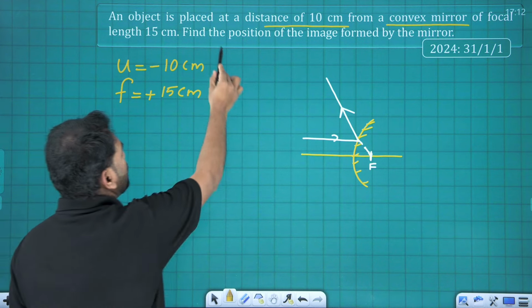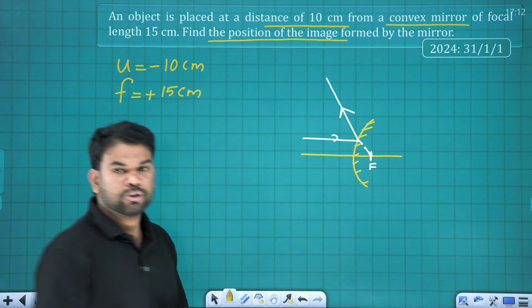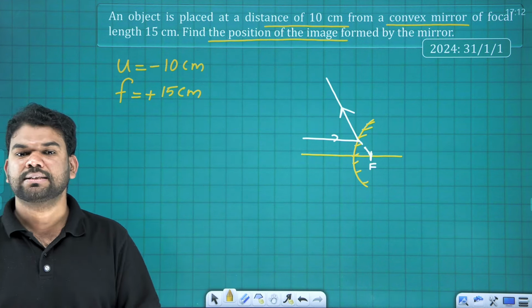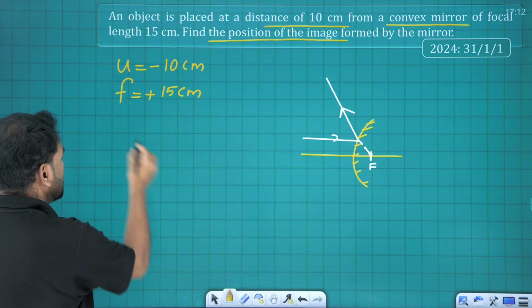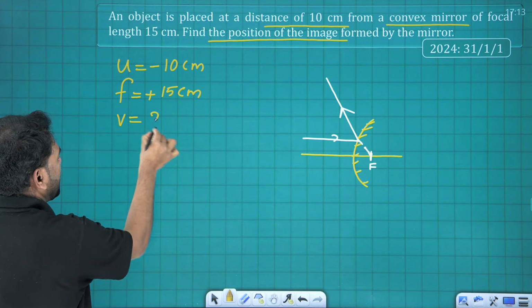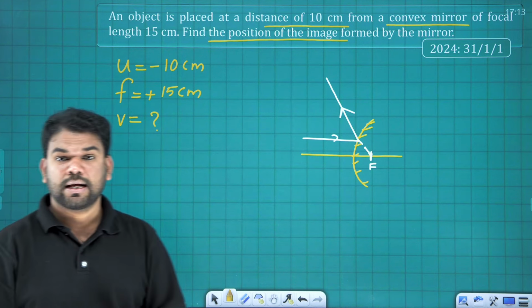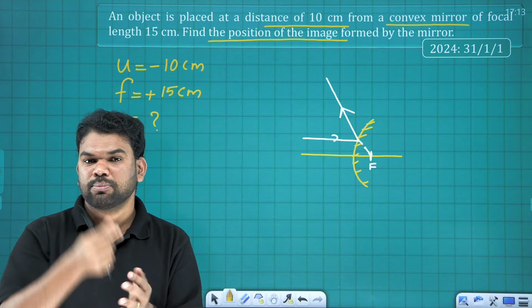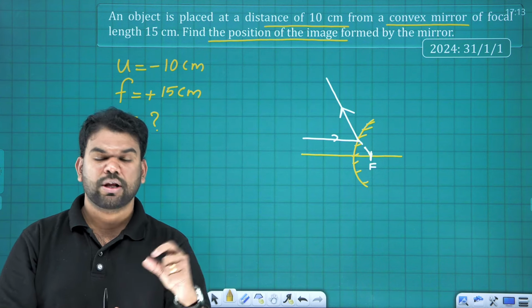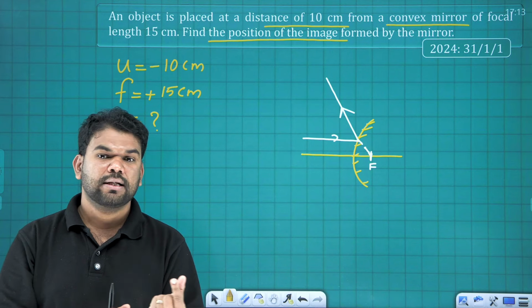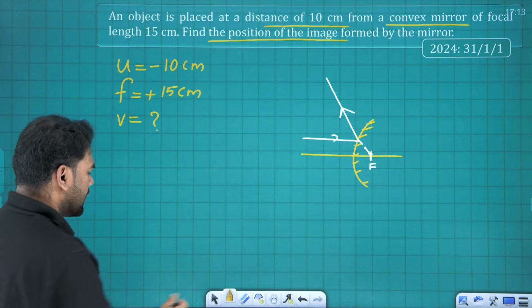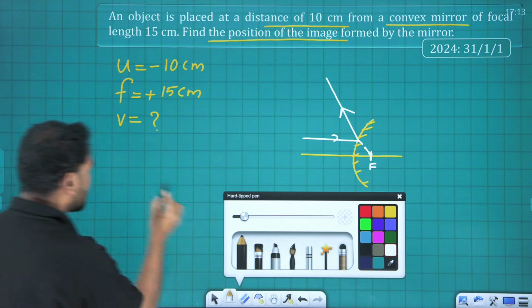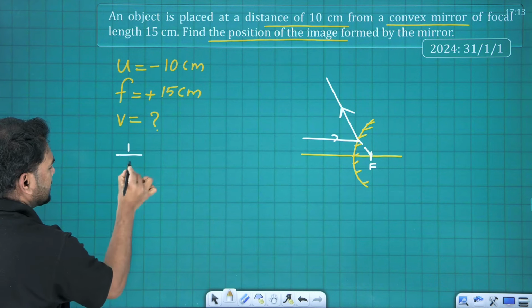Now, your question is to find the position of the image. Position of the image means image distance, that is v, you need to find out. Now the question is based on the mirror equation, not the lens equation. Remember correctly, there is only a small change. If you make a small mistake, then you will lose the total marks. So clearly remember, study the mirror equation and lens equation correctly.